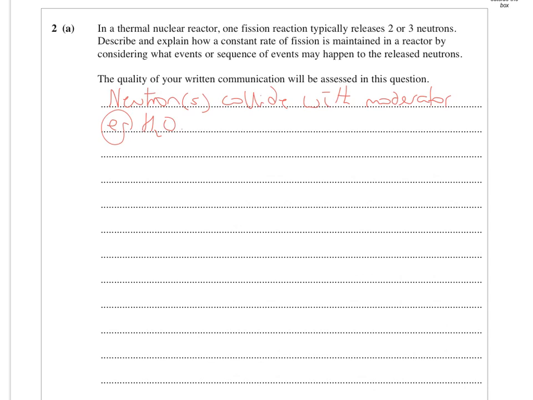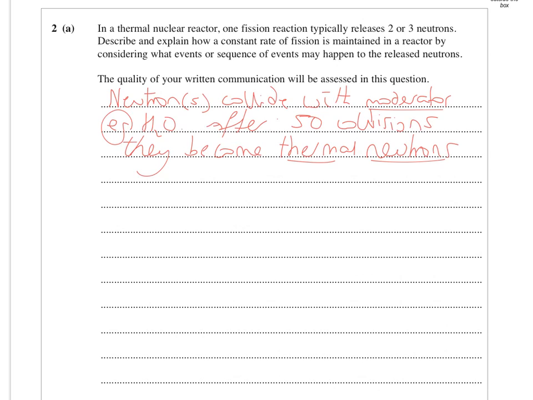And then typically what happens is it will have about 50 or so collisions before it becomes a thermal neutron and can cause further fissions. So essentially after 50 collisions, and that is an approximation, obviously it's not always 50, they become thermal neutrons, and that will be a keyword they're looking for, thermal neutrons, and they're probably also looking for the keyword moderator. And what can happen? It can cause a fission when absorbed by uranium-235, because that's the fuel essentially in a nuclear reactor.